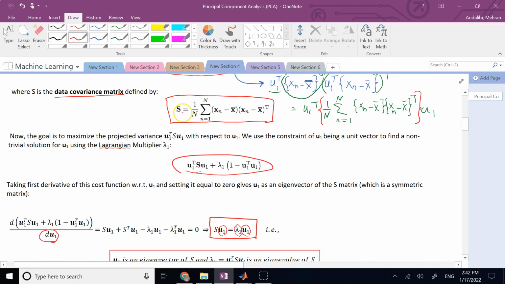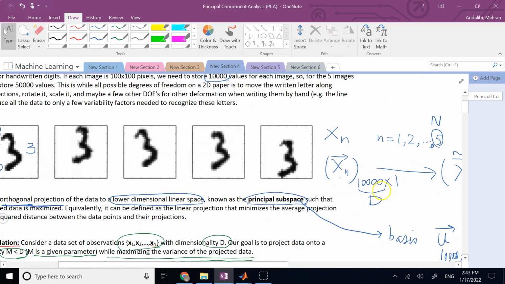Well, guess what? What's the dimension of this S matrix? The dimension of this guy is definitely going to be d by d. Because remember, this xn and x bar, all of these guys are d by 1. So this whole thing is d by 1. When you transpose it, it's going to be 1 by d. So the result is going to be d by d. Your covariance matrix is d by d. And d in this case was how much? 10,000.